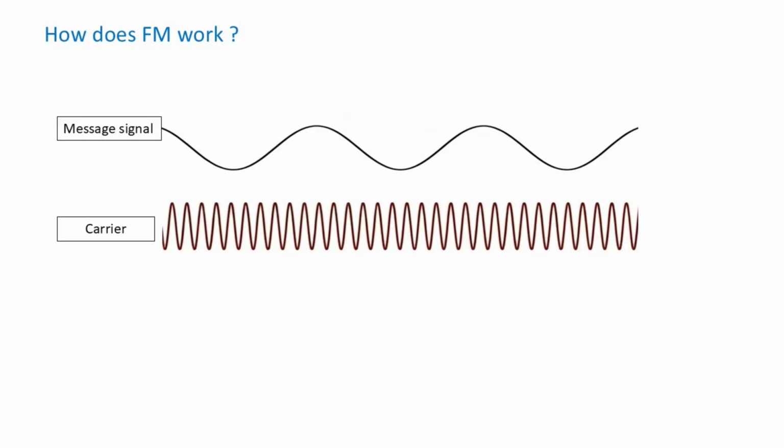Now, let's look at two signals. A low-frequency message signal, which contains the information we want to transmit, and a high-frequency carrier signal, which is used to carry that information over long distances.